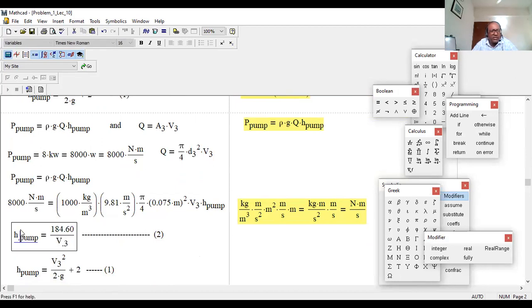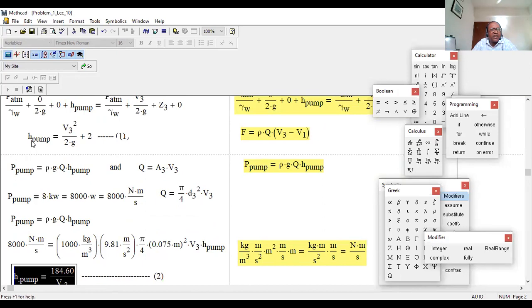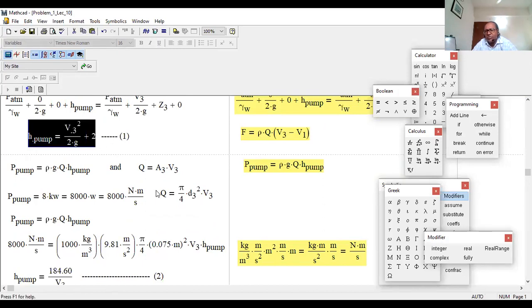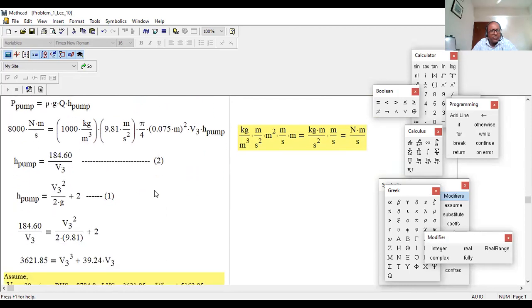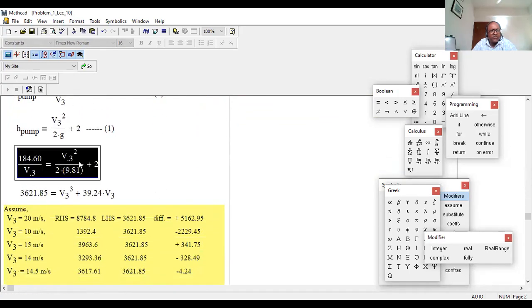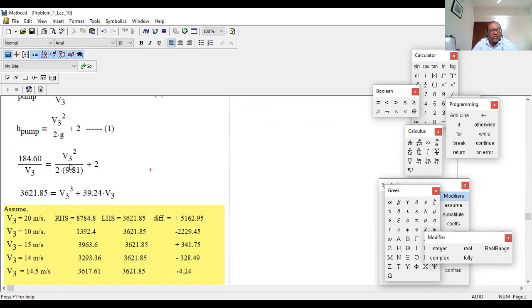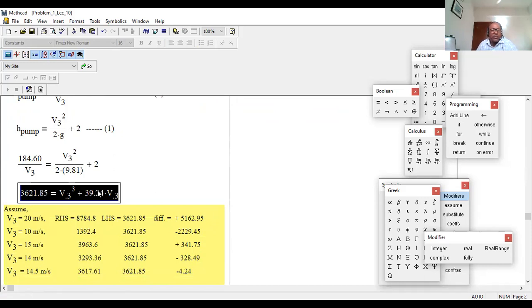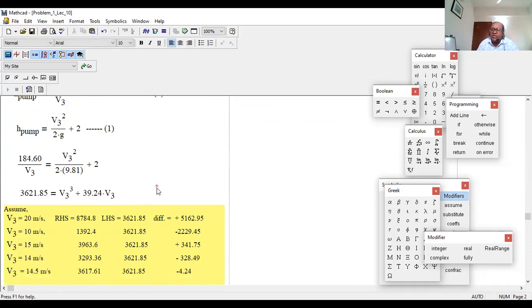Now we have two equations. See, H pump equals this one and H pump equals this one. So I can say that both equations are equal. So from equation 1 and 2, you can write this one. Now, this equation, if you multiply by V3 both sides, then it comes like that. Now how can we solve it? Figure out the V3. This is part of your numerical analysis. You can use a scientific calculator or MATLAB, something you can figure out. But if you don't have anything, how will you figure it out? Just apply your knowledge from numerical analysis by trial and error.